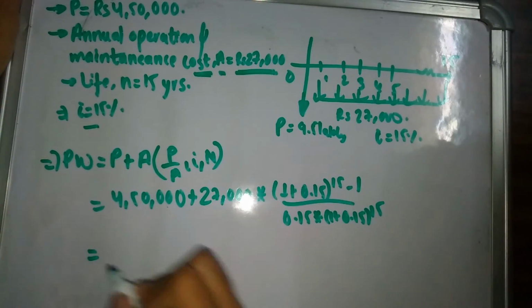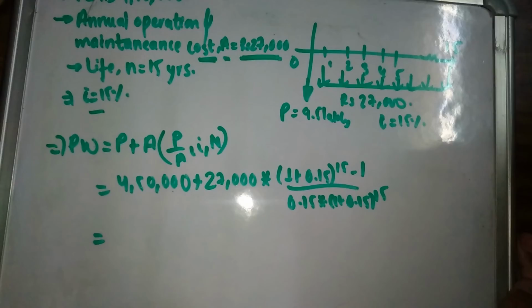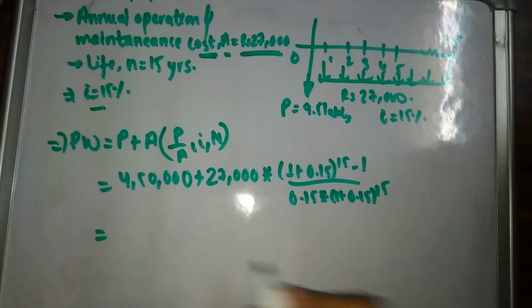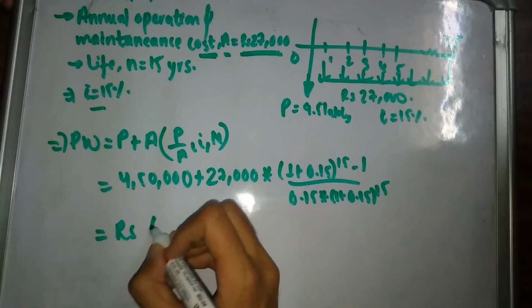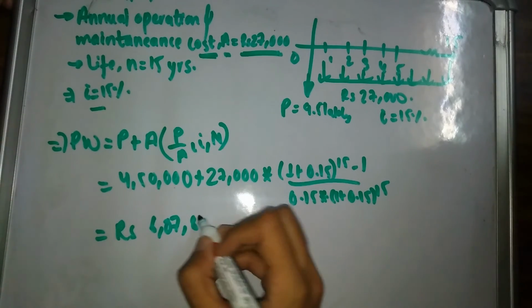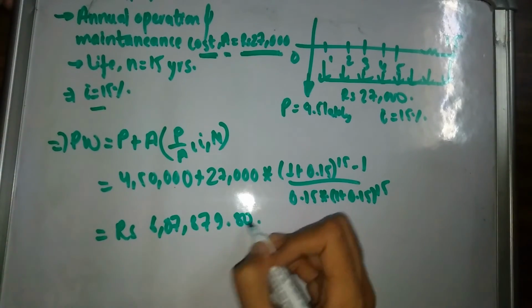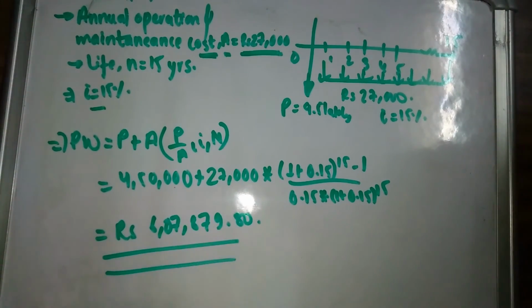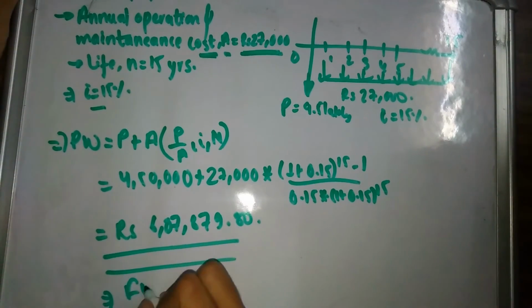If you solve this, I'm going to write it down directly. In that case you are going to get your present worth as Rs 607,879.80. So hopefully you have understood the difference between the two cash flow diagrams and how we can find your present worth and future worth. If in this case I were to find my future worth, how would I find it? Let me write that down as well.